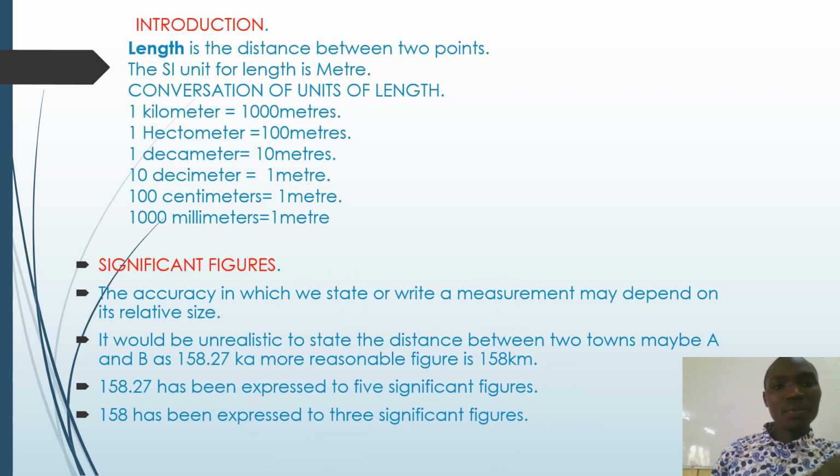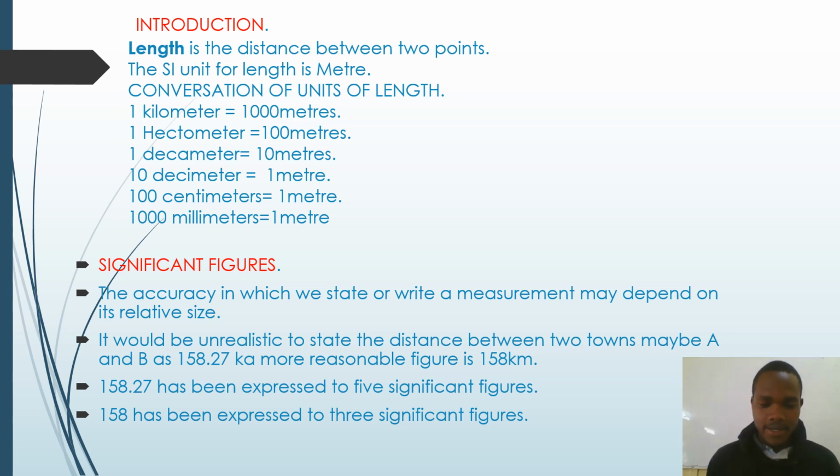Then introduction. Length is the distance between 2 points. The SI unit of length is meters. Conversion of units of length, that is 1 kilometer is 1000 meters. 1 hectometer is 100 meters. 1 decameter is 10 meters. 10 decimeters is 1 meter. 100 centimeters is 1 meter. 1000 millimeters is equal to 1 meter.